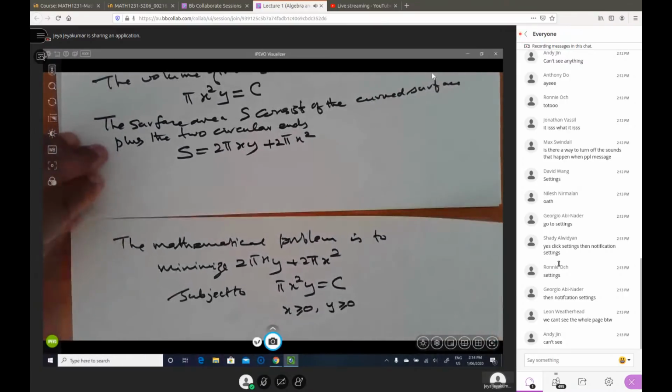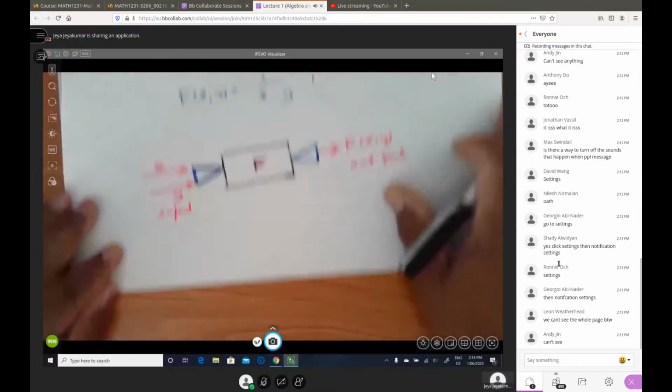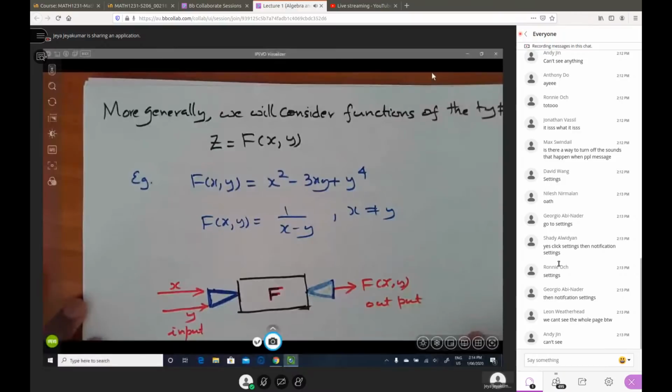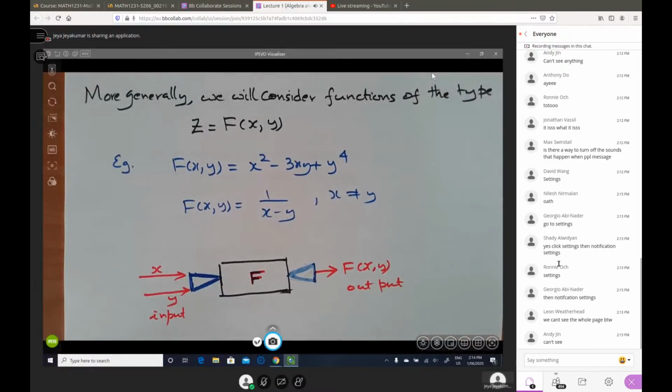Okay, so now I'm going to look at the various forms of functions and how we can calculate the partial derivatives and so on. We will also look at how we can sketch graphs of functions of two variables.